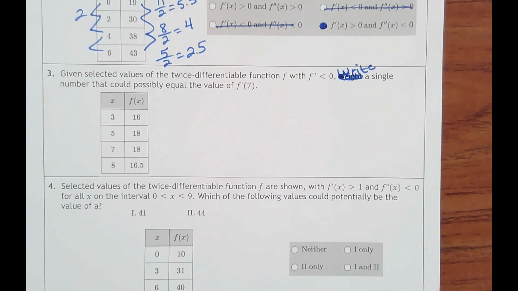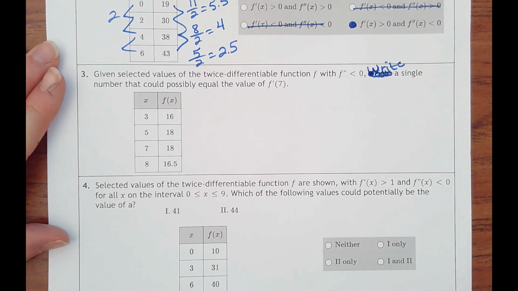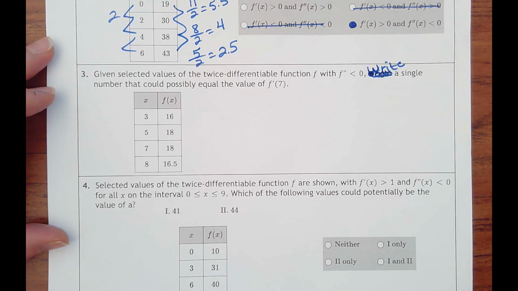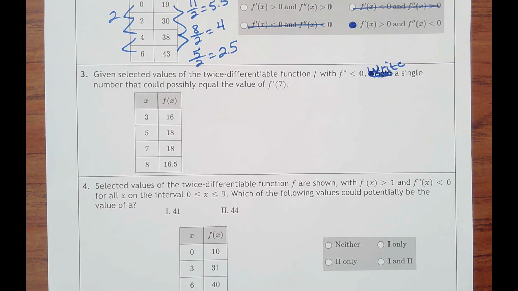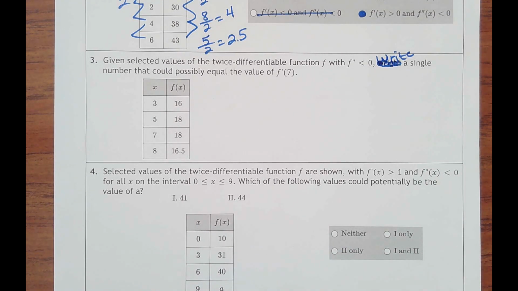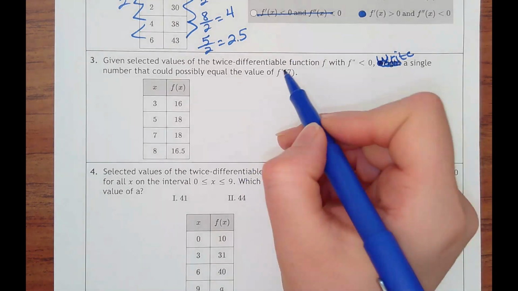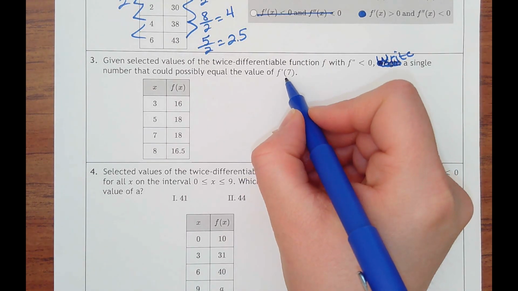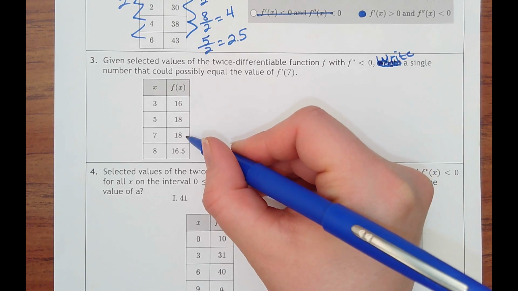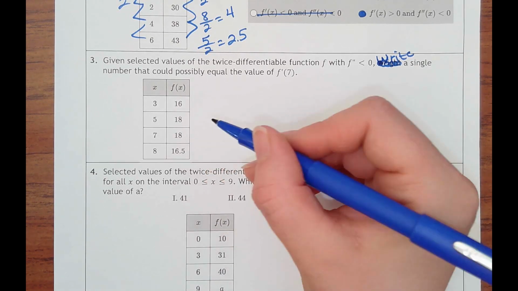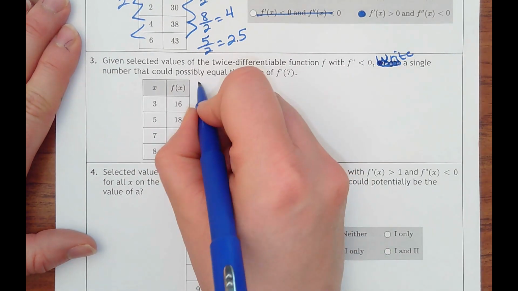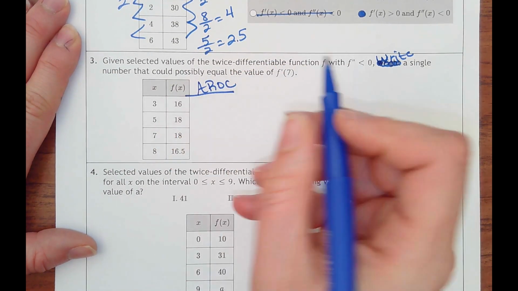Number 3. Cannot believe I spelled right wrong. Fix that. It says, given selected values of the twice differentiable function f with f prime being negative, a single number that could possibly equal the value of f prime of 7 is what we're trying to figure out. So we want to find our average rate of change because we are trying to figure out an exact number that could be the slope at 7. And so right now, all we know is there's a point at 7, 18, but we need to find the rates of change so we could get a good number for an estimate.